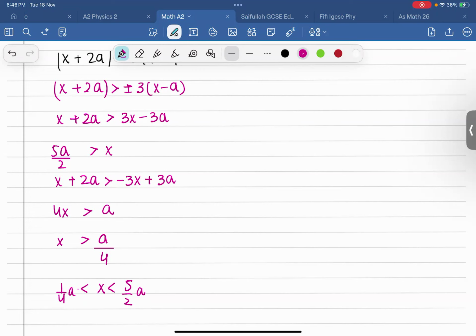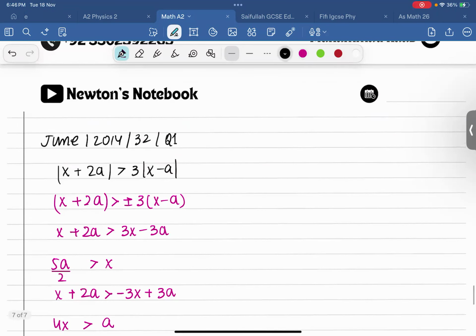Moving on to another question. By the way, the chapter is done, so we're just doing the questions, and probably tomorrow we'll start the new chapter. So the question is from June 2013, 31, question number 3.